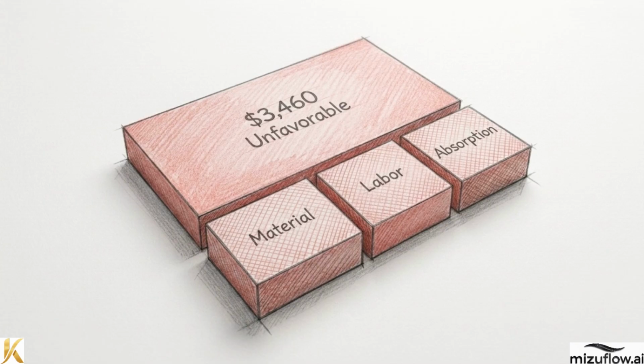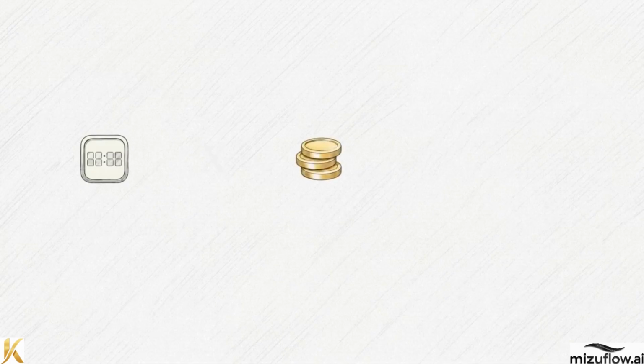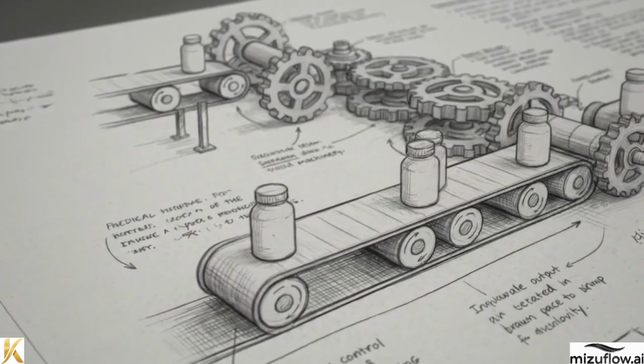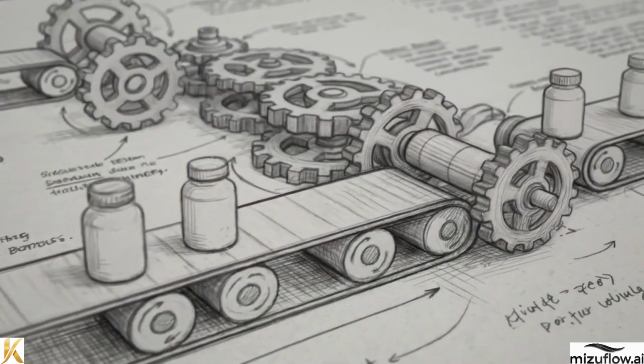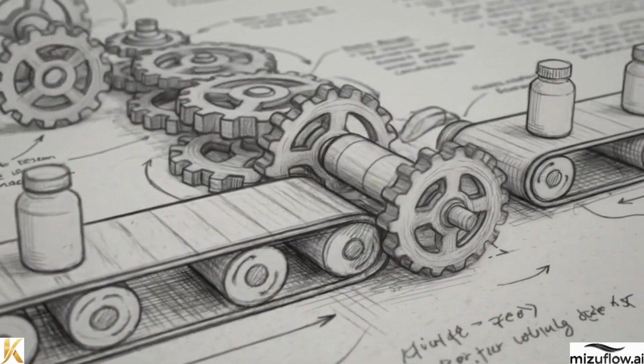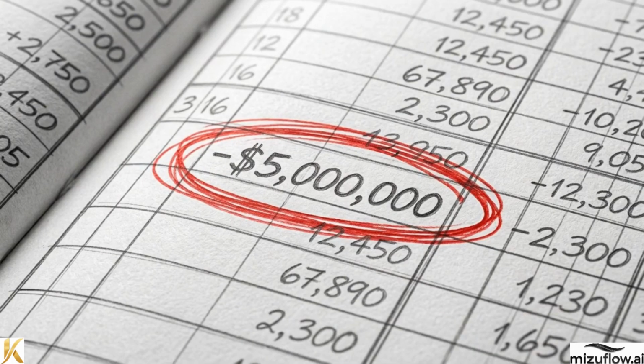To find out, we break that total variance down into its distinct mathematical components: material usage, labor efficiency, and absorption variance. Labor efficiency variance measures operational execution. We calculate it by taking the difference between the actual hours worked and the standard expected hours, then multiplying that difference by the standard labor rate. Absorption variance occurs when production volume falls short of expectations. With lower throughput, the facility fails to fully absorb its fixed overhead costs, leaving a costly gap in the ledger.